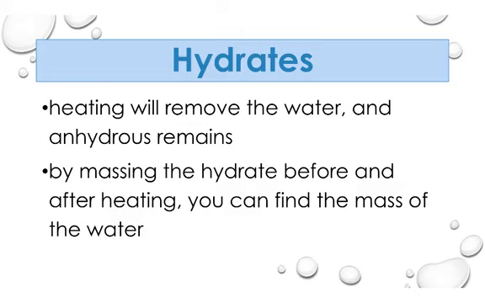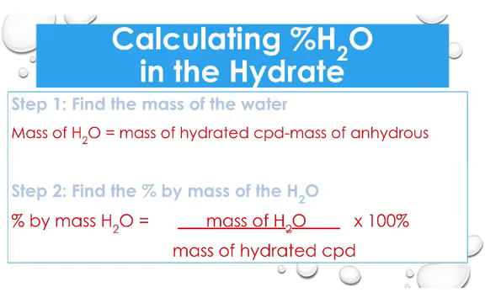So today we're going to be looking at 2 different types of calculations with hydrates. The first is to figure out the percent by mass of water that's in the hydrate, and the second one is to actually figure out how many water molecules are in the hydrate if we aren't aware of that number. So let's start with our percent water.